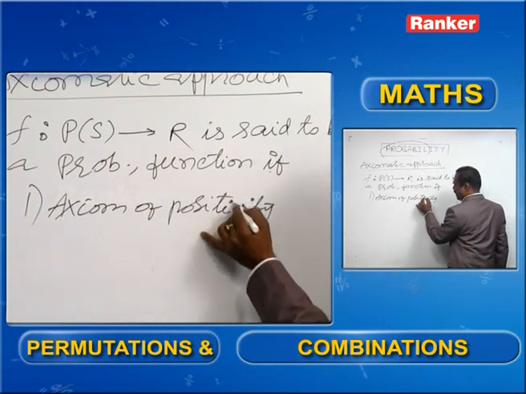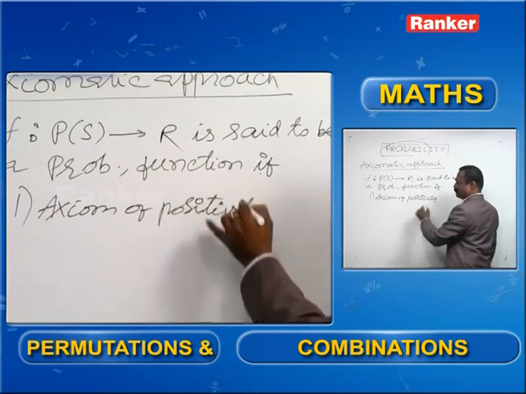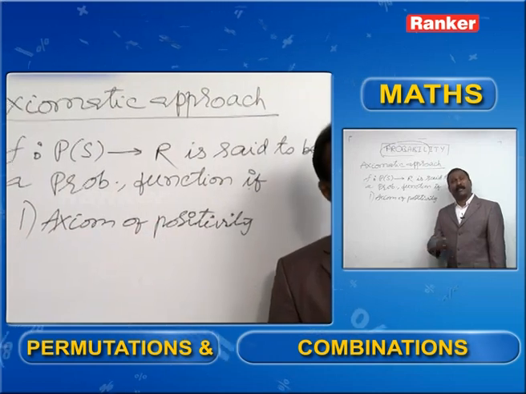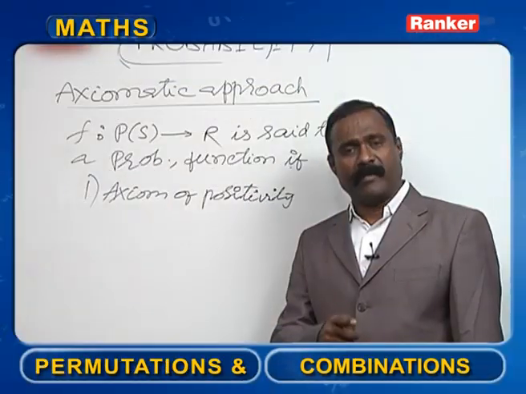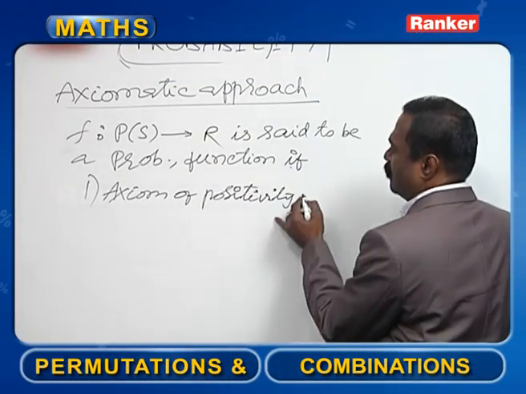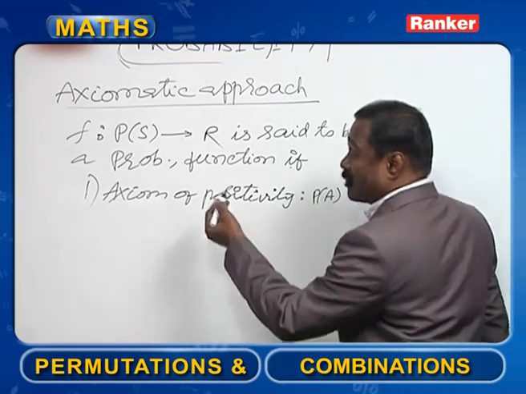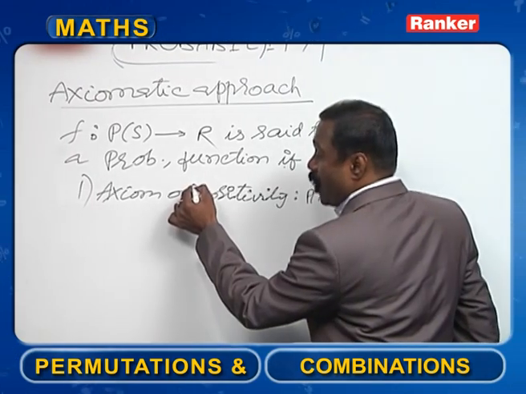What does it mean? It is given a name. Just now I discussed, what is it? The probability will never be negative. It should always lie between 0 and 1. That's what is named as axiom of positivity. Means P of A should always be... I can say axiom of positivity or axiom of non-negativity.